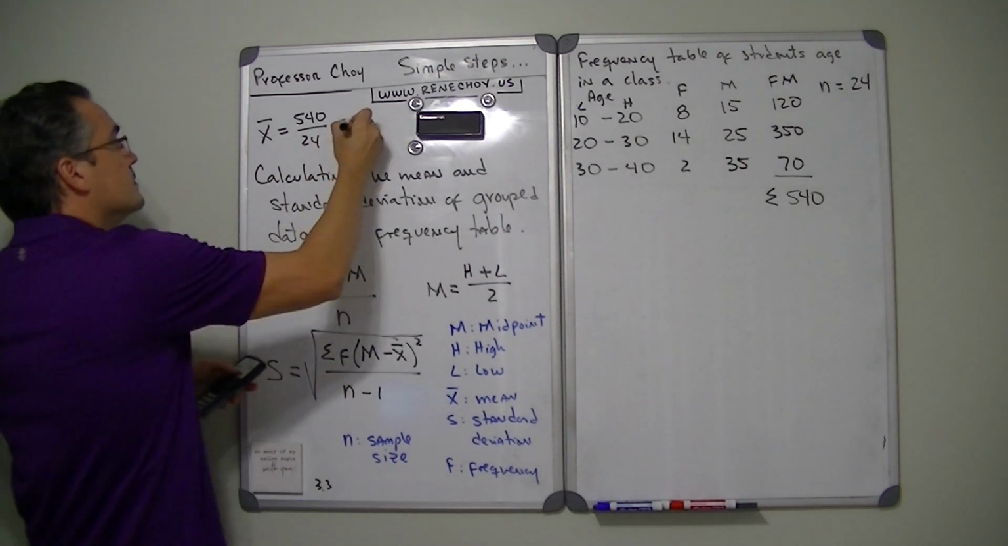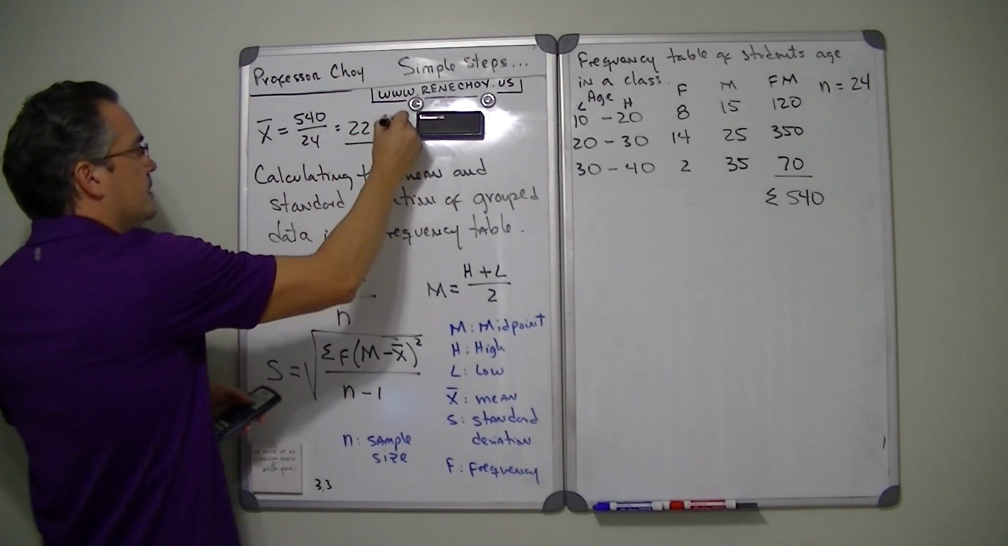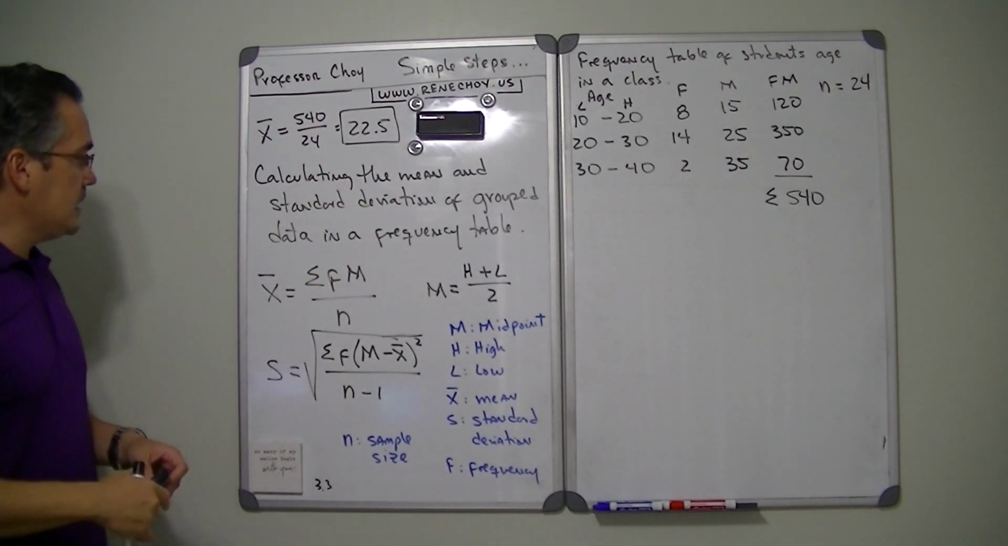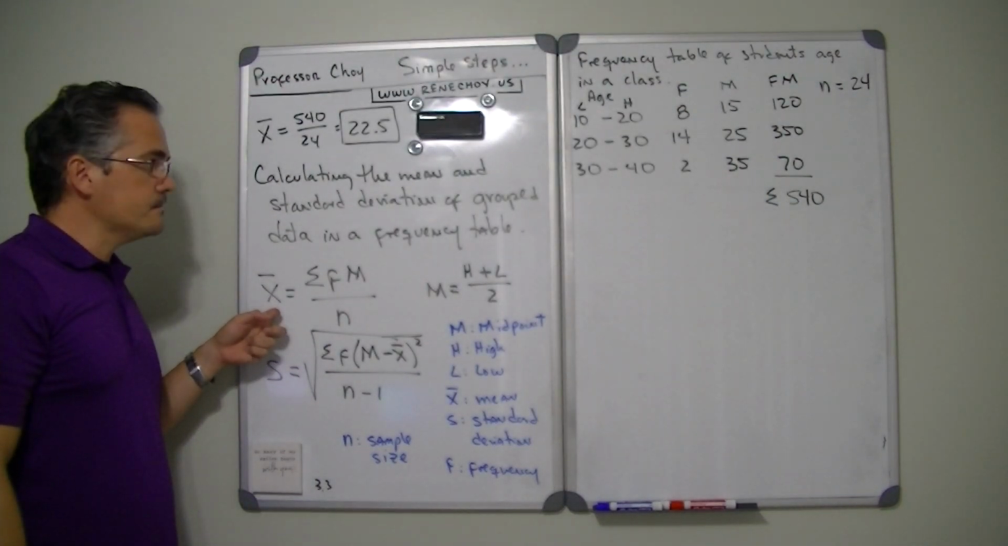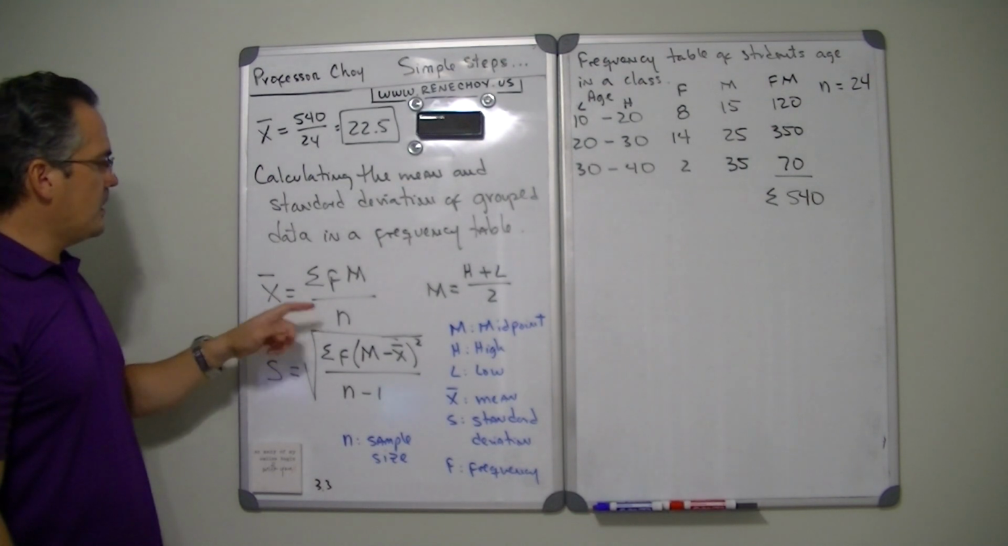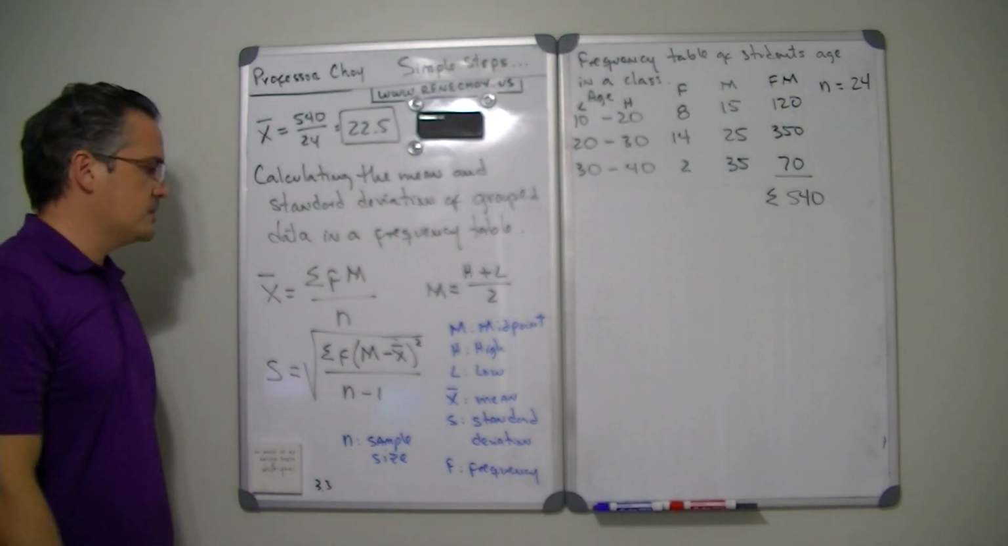And that is 22.5. And that is going to be the mean of my frequency distribution table. Alright, so that's going to be our x bar, our mean of a frequency distribution table.